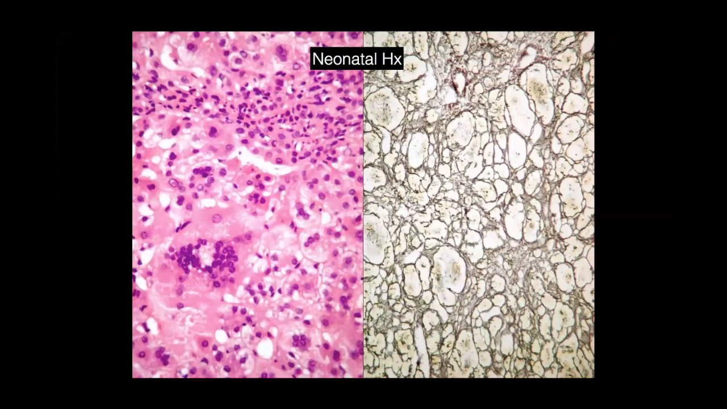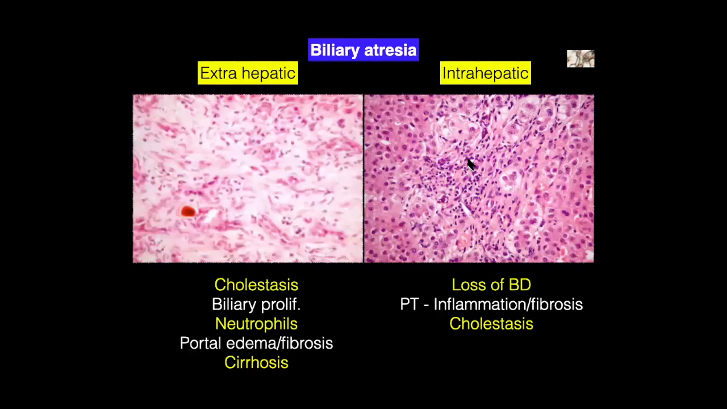If I don't tell you that this is a liver, you hardly know that it is liver. This is more like any other structure. The lobular pattern will be distressed, and the reticulin stain will show the changes in neonatal hepatitis, whereas in biliary atresia, it's predominantly cholestasis.